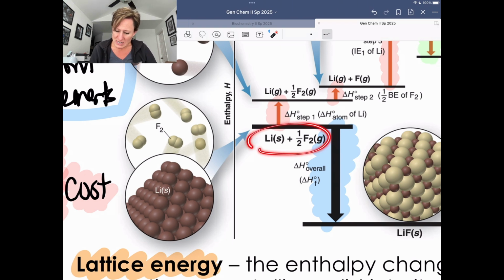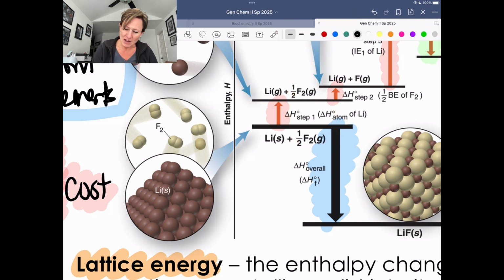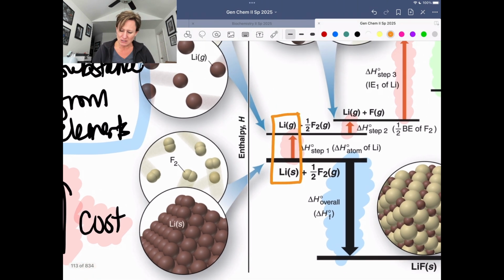So we're taking lithium solid and then fluorine gas. Look at what changes here as we go uphill. Well, I didn't change anything here, right? So I'm going to highlight in orange and then we're going to label it. This is what you need to know, this term, this definition. Look at what happened here. I took solid lithium and I made it into lithium as a gas.